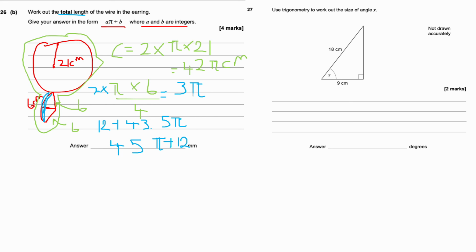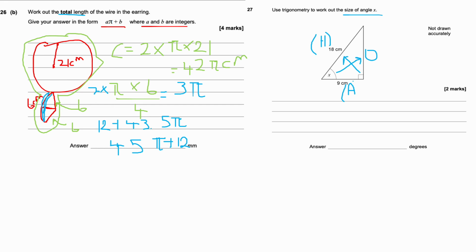This is question number 27, guys. Use trigonometry to work out the size of angle x. While labeling my sides, this is the opposite because it's opposite the angle. This is adjacent, and this is the hypotenuse, which is the name of the longest side of my right-angled triangle, because it's directly opposite the right angle. That's opposite my angle there.